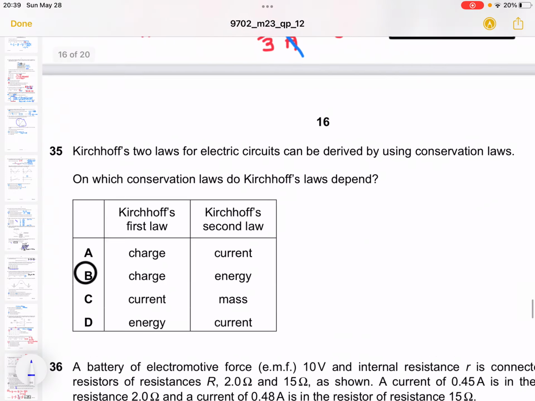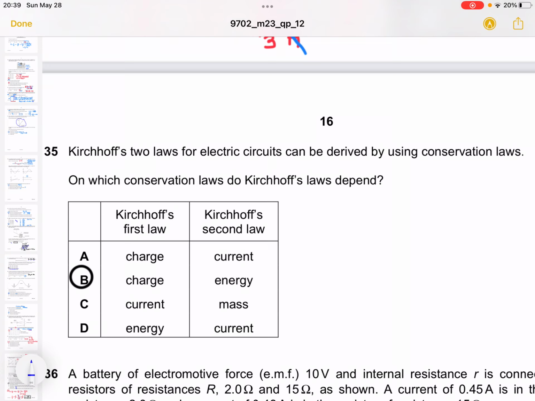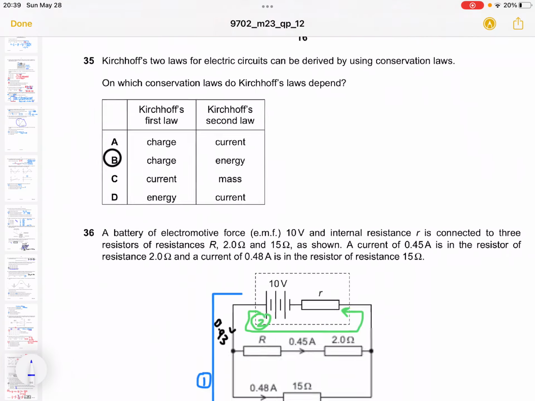Question number 35 asks on which conservation law Kirchhoff's laws depend. The first law, KCL, depends upon the conservation of charge. The second law, KVL, depends upon the conservation of energy. So B is the appropriate answer.